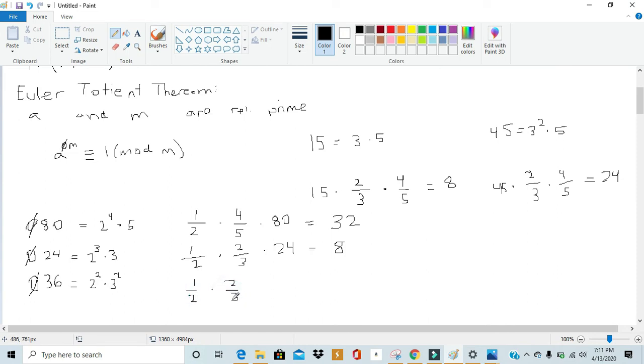Then our final step is to multiply this by 36. 2/3 times 36 will give us 24. 24 times 1/2 would give us 12. So the totient of 36 is 12. As you can see, this is how you find the totient of different numbers.